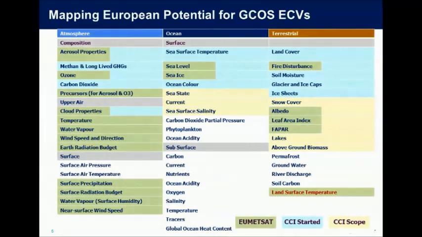This is just to give you a flavor of the variables we are dealing with in climate change. There are three themes. One is atmosphere, then the ocean and terrestrial, and you might be working with some of these climate variables. So I will not go through all of them. You can look at them later.